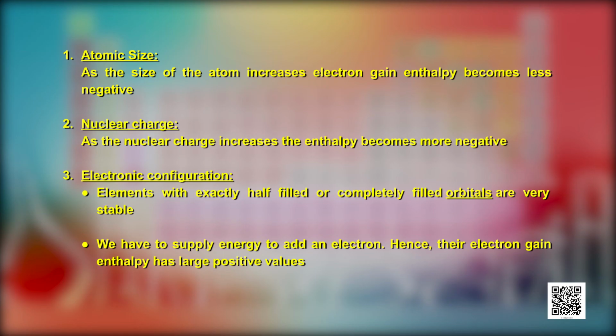Students, can you tell why it is positive? The atoms of these elements have completely filled subshells. As a result, there is no room in their valence orbitals and the additional electron has to be placed in an orbital of the next higher shell. As a result, energy has to be supplied to add additional electrons.